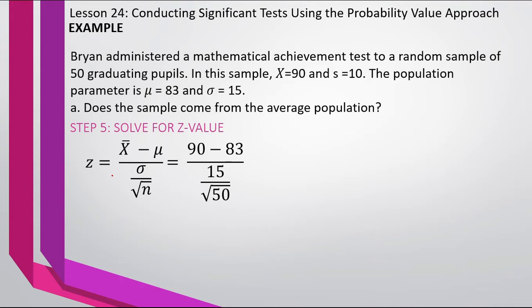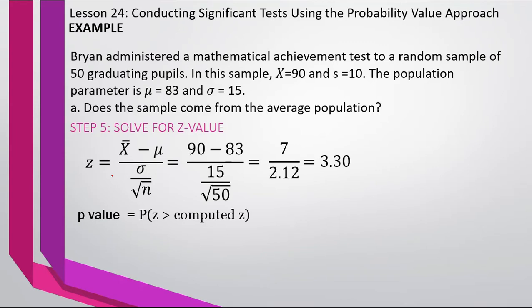So, once na makompute na natin yan, ano ang sagot? That would be equal to 7 over 2.12 or that is 3.3. Yan yung nakompute natin na z-value. So, ano na ngayon ang gagawin natin after natin makompute yung z-value? So, for this one, we can now determine the p-value. So, the p-value is equal to the probability that the value of z is greater than the computed z.